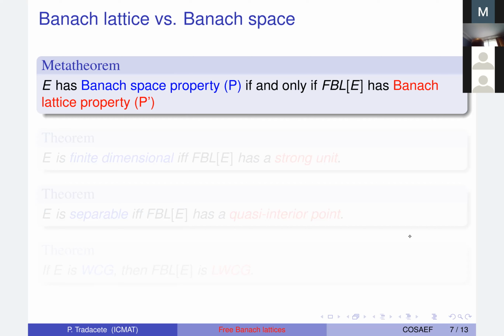And I took the liberty to write this as a meta theorem. This is maybe a personal joke with my colleague Mitchell Taylor. So we hope at some point we could prove something very general, but at the moment we have just instances of this kind of result. So I'm going to show you a couple of results in this direction. I'm going to write always in blue the Banach space property of the underlying Banach space, and in red the Banach lattice property of the corresponding free Banach lattice.